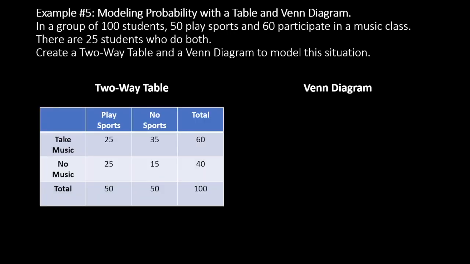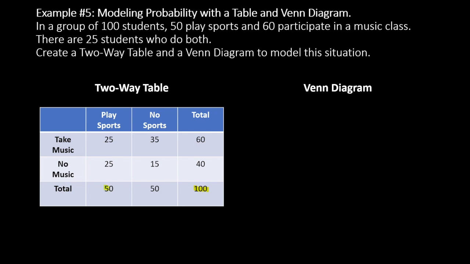So in the two-way table, let's start there. When we set up our table, we've done this a lot, so I won't spend too much time on it, but we have our two events. We have play sports and take music. So play sports or don't play sports, take music, don't take music, and then we have 100 students total. So in this problem, we have 50 of them play sports.